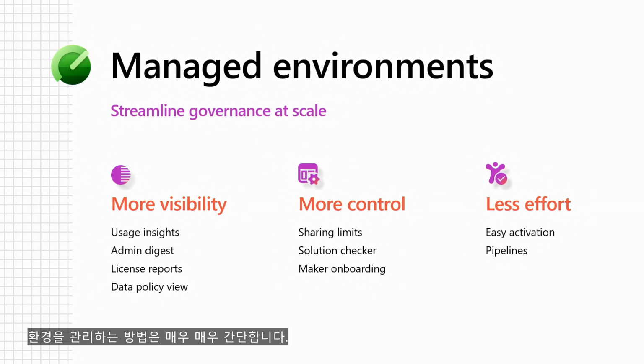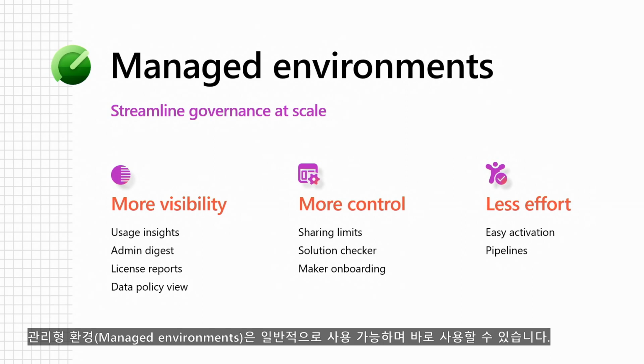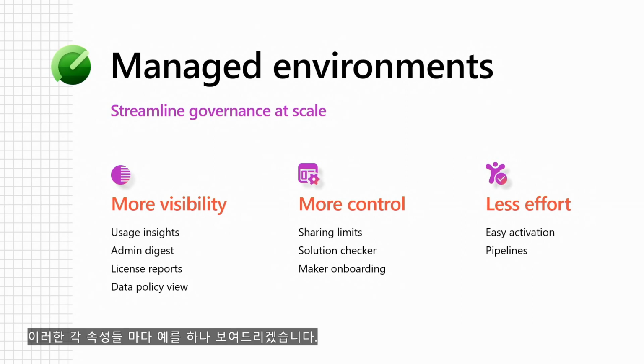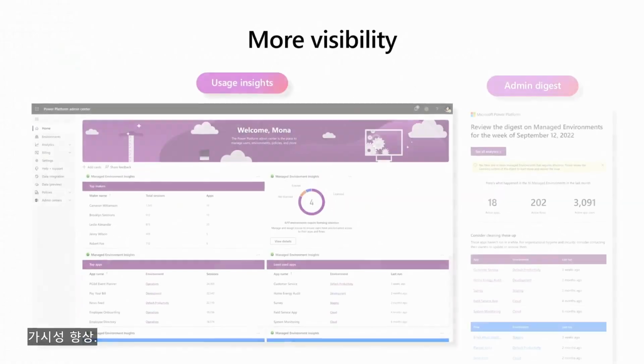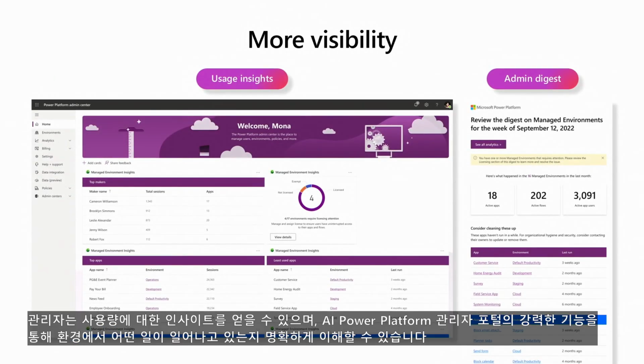To make an environment managed, it's super, super simple. You just get one of the environments, flip a switch, and that's it. In 3 clicks, your environment is managed. Managed environments are generally available and ready for you to use. Let me show you one example for each one of these properties. More visibility, so admins can get usage insights, and they can understand what's happening in the environment with a lot of clarity coming to the Power Platform admin portal.